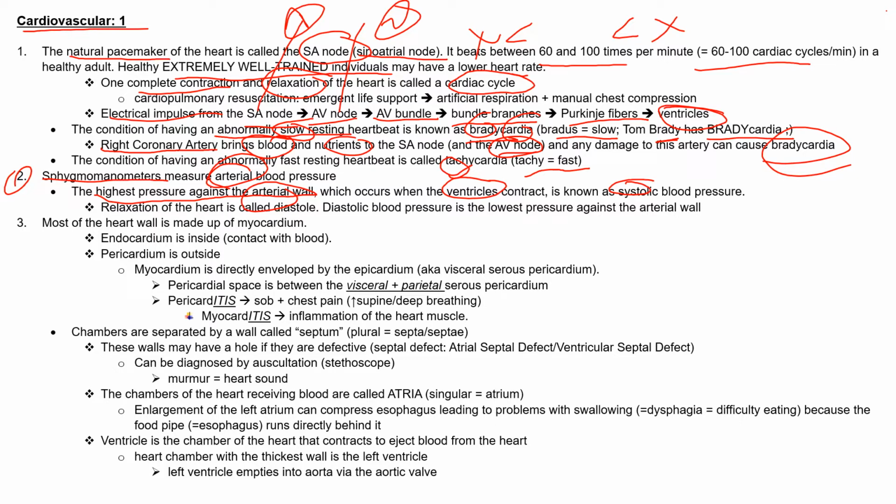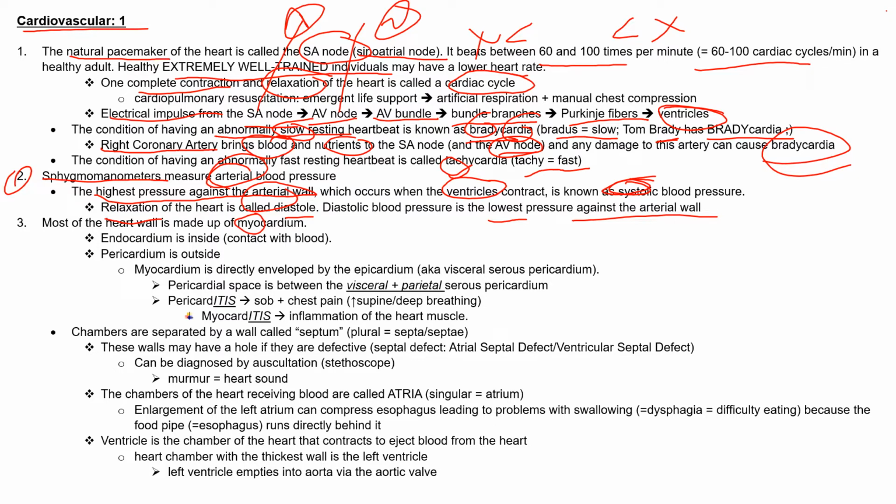So you do need to understand that a technical term for the relaxation of the heart is called diastole. Technical term for contraction is called systole, right? So diastolic blood pressure is obviously the lowest because the heart is relaxing, and so the pressure against the arterial wall is lower.